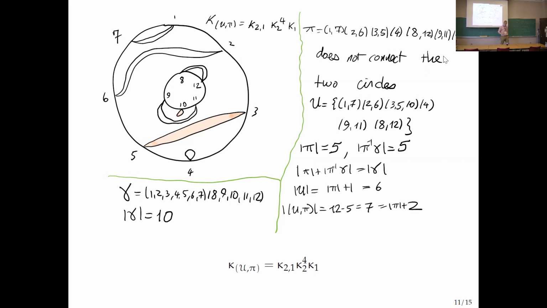So the contribution of that particular partitioned permutation is kappa 2, 1, kappa 1 to the 4th times kappa 1.